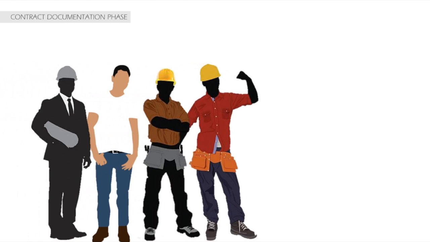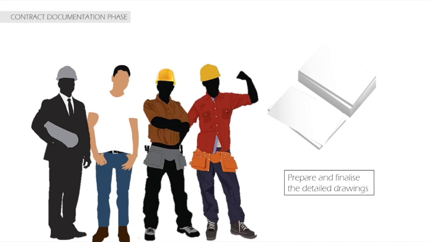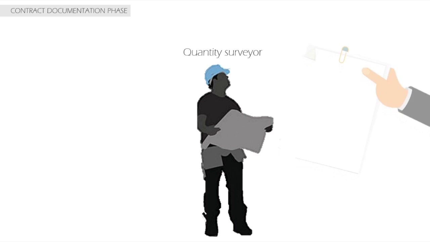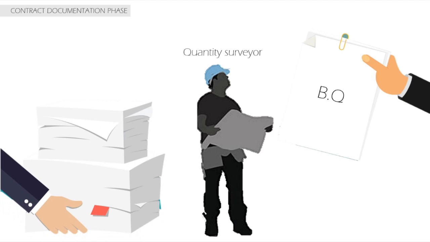All the consultants, including the architect, mechanical and electrical engineer, civil and structural engineer, and the interior designer will prepare and finalize the details drawing so that the quantity surveyor can calculate the cost of the materials. The quantity surveyor will then prepare the bills of quantity and tender documents for the tender process.